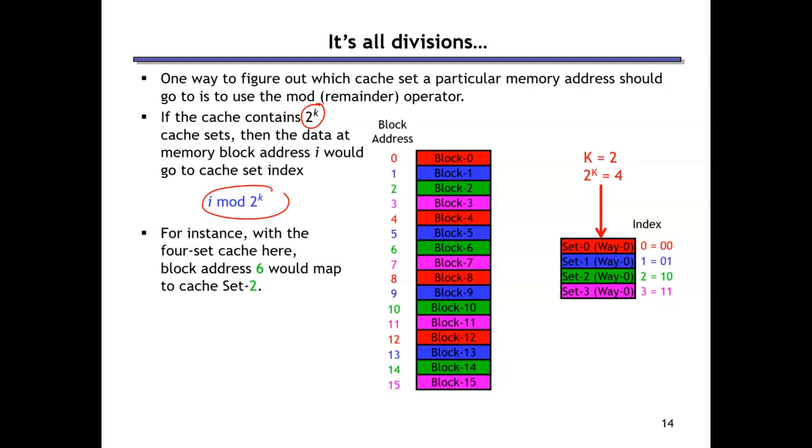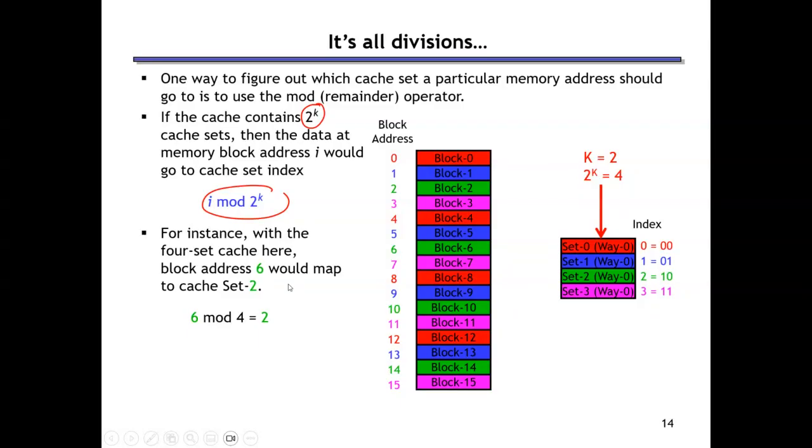Now, for instance, which main memory blocks are mapped to set 2? In this particular example, block 2, block 6, block 10, and block 14 are mapped to set 2. But how do we know that block 6 is mapped to set number 2? We can use the mod operator. What is I now? I is 6. And 2^k is 4. So 6 mod 4. This is the remainder operator. If we divide 6 by 4, the remainder is 2.